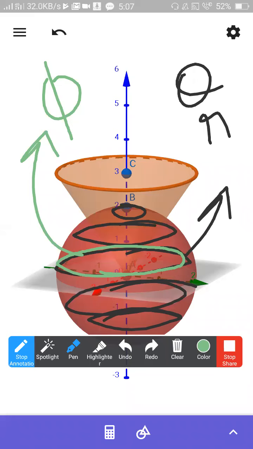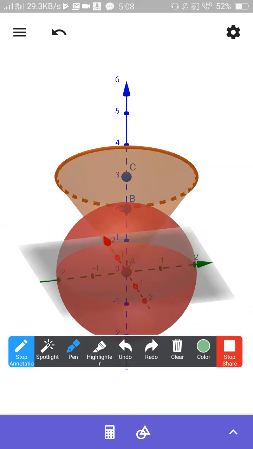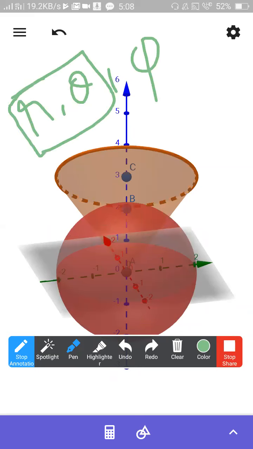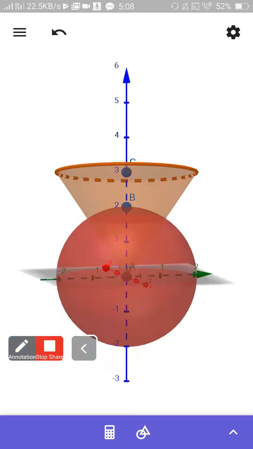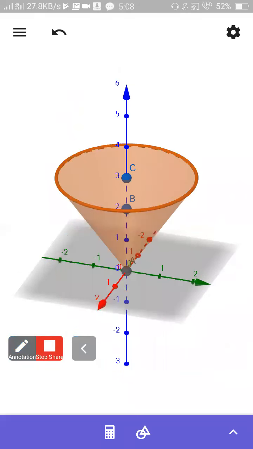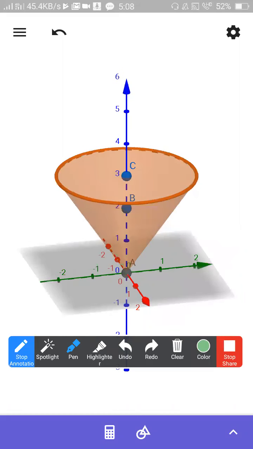Okay, then I will take another case. The first one is r, theta, phi. Now we have collapsed r with theta. Now what I am going to do, I will collapse theta with phi. So for that I have to delete this r. Already some theta is there.